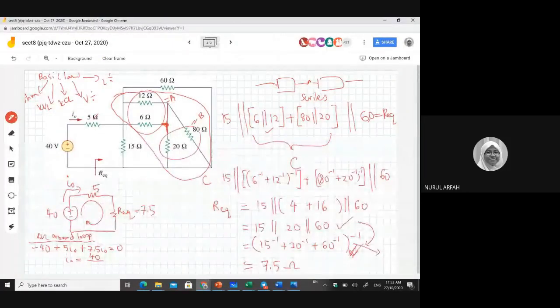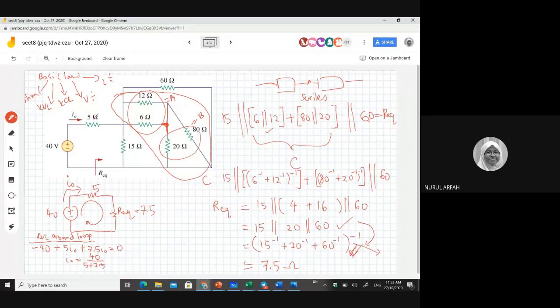So 7.5 plus 5, you get something. Okay, this is KVL. But how about using Ohm's law? With Ohm's law, you know that V equals IR, where I is I naught. So how do you substitute? You're going to find I naught, right? You rearrange, and it is V over R, where voltage is 40 and R is equal to 5 plus 7.5.